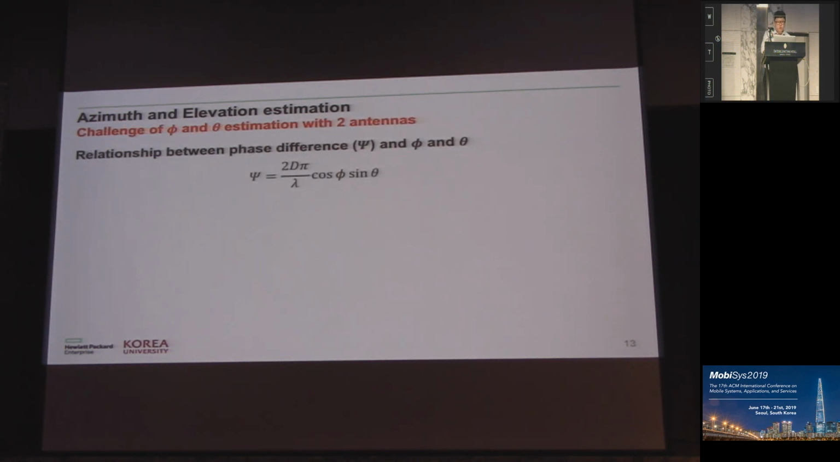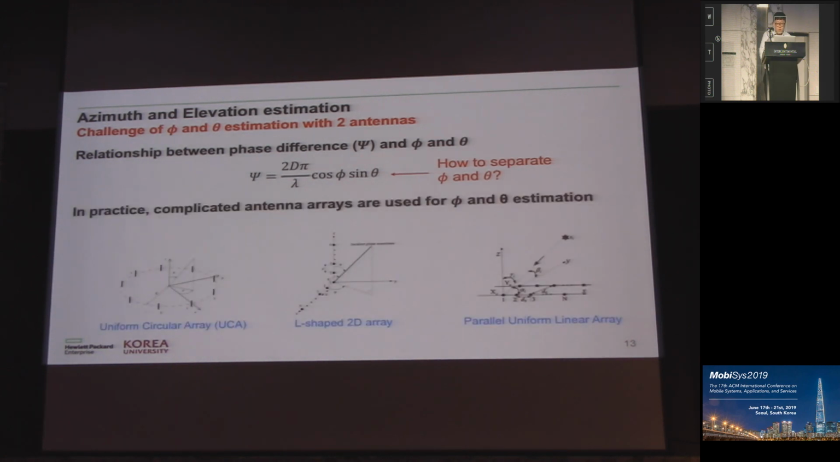The relationship between the phase difference and the two-dimensional direction of arrival is modeled by the following equations. Here, the main challenge is how to separate the azimuth and elevation from the measured phase difference. It is very difficult to solve when the receiver has only 2 antennas. So many practical radar systems use complicated antenna arrays such as uniform circular array, L-shaped array, and parallel linear array. However, such antenna systems are not applicable to AR devices.